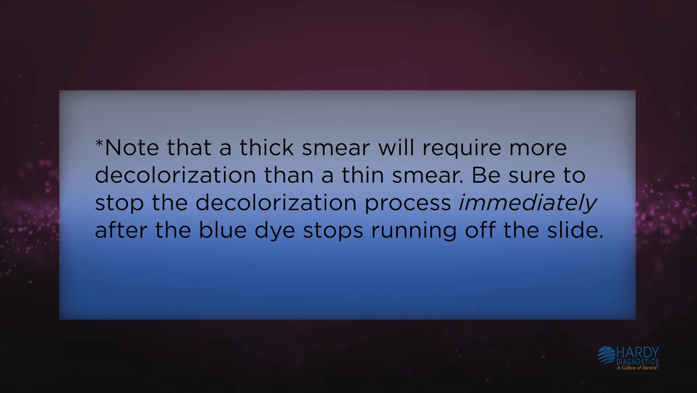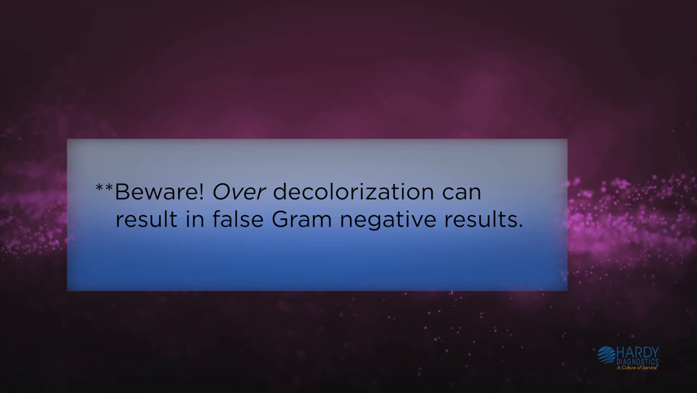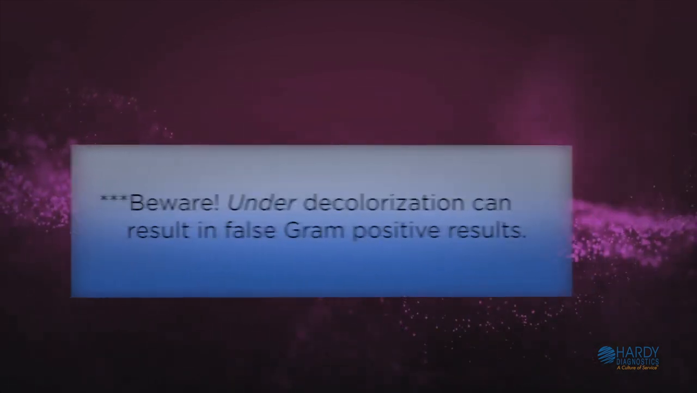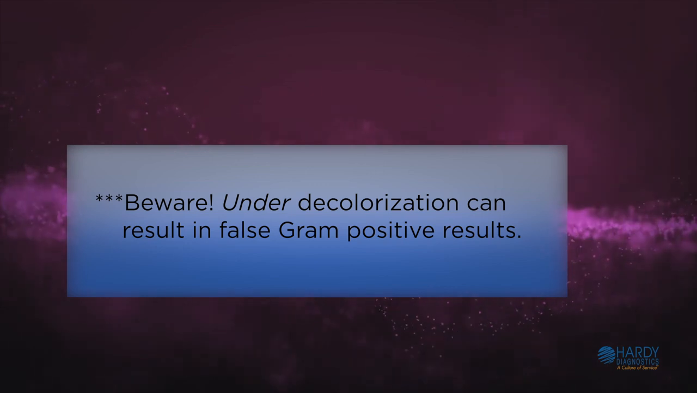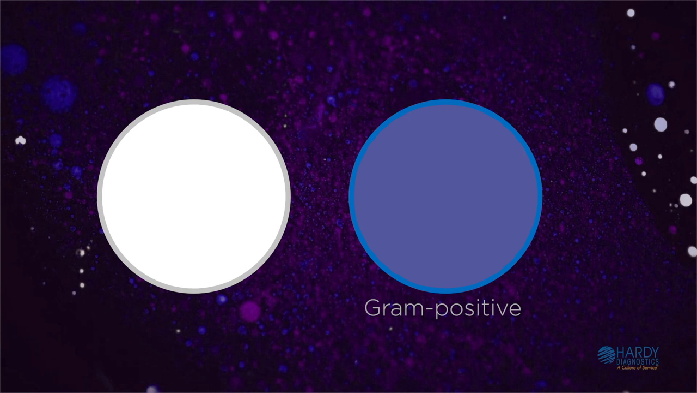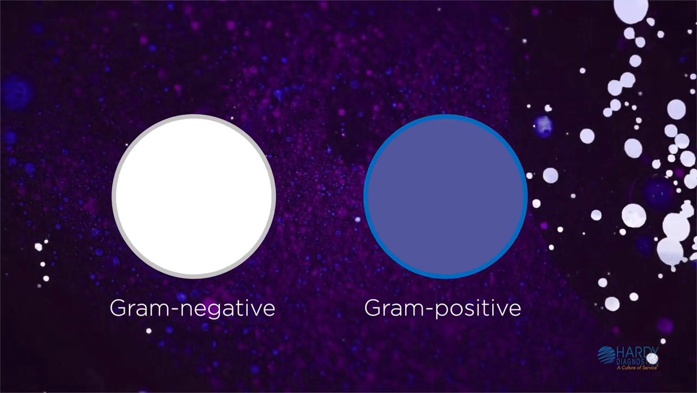Note that a thick smear will require more decolorization than a thin smear. Be sure to stop the decolorization process immediately after the blue dye stops running off the slide. Beware. Over-decolorization can result in false Gram-negative results. Beware. Under-decolorization can result in false Gram-positive results. In essence, Gram-positive cells will be blue-purple, and Gram-negative cells will be colorless after decolorization.